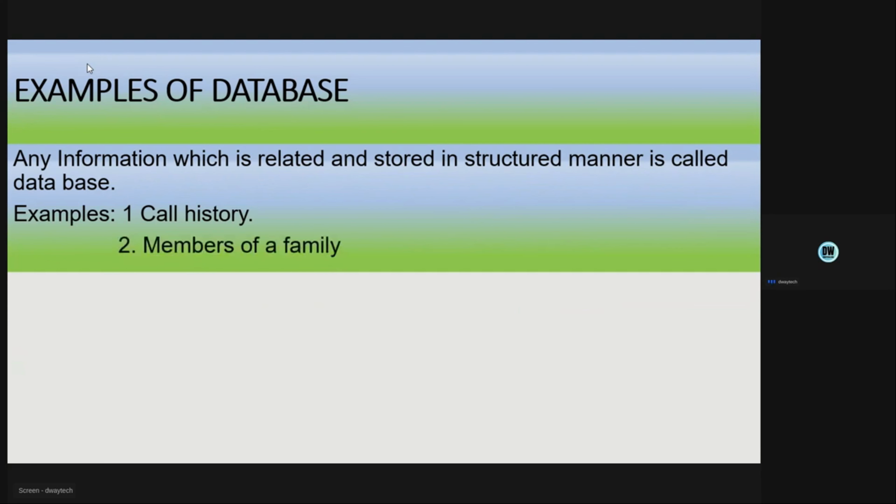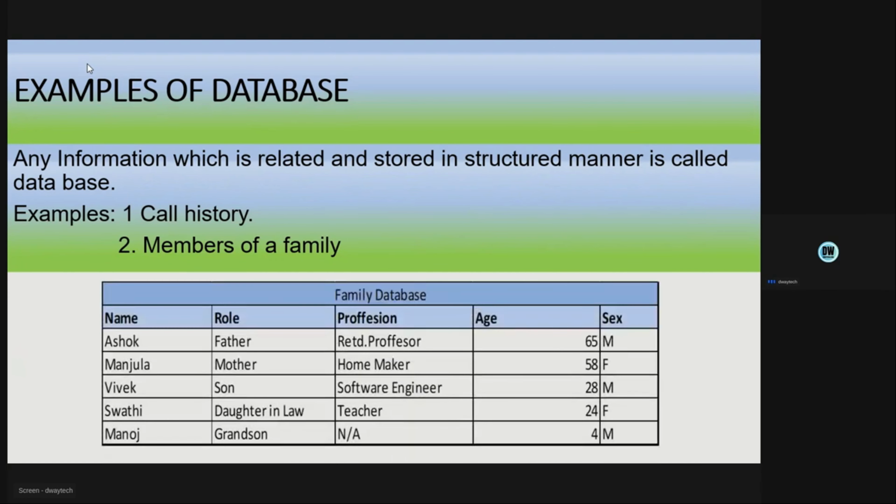Members of a family. Let's say we sit down and write a list about the members of a family. Is that data related or not? It is interrelated. I'm just putting up an example ahead of you. I'm writing a table. This is a family database I have put together. There are members of the family, and there are certain things about that family that I mention. I've taken into consideration the names of the family members, their roles in the family, their profession, their age, and their gender.